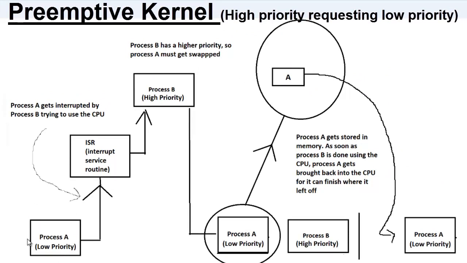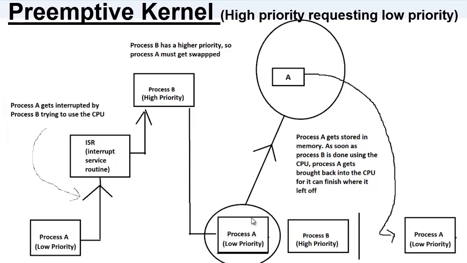Looking at this diagram, imagine a line going across horizontally right here where the processes are running is the CPU. So currently process A, which has a low priority, is running on the CPU. And process A gets interrupted by process B trying to use the CPU. So the ISR looks into process B and it notices that it's a higher priority. So process B has a higher priority, so process A must get swapped.